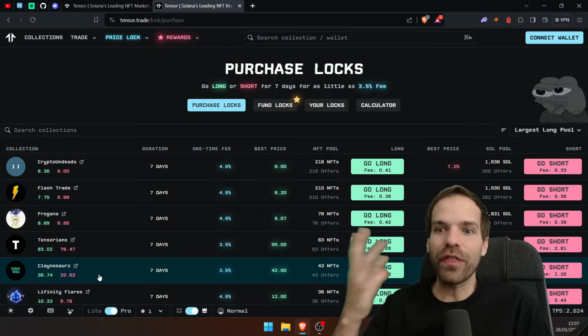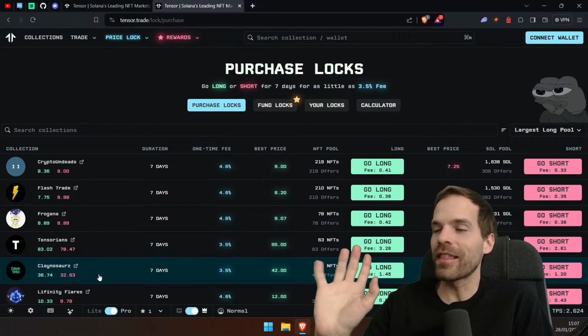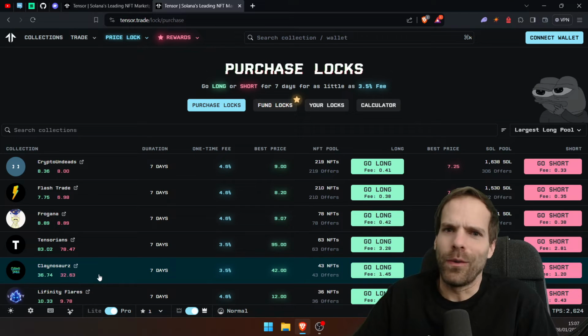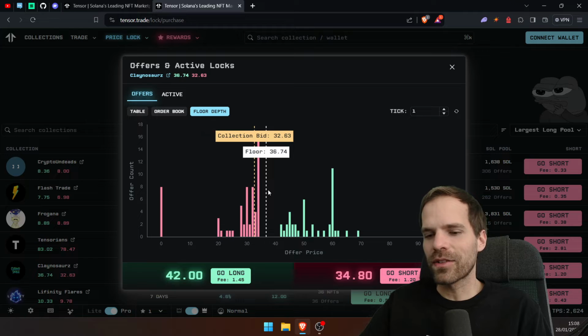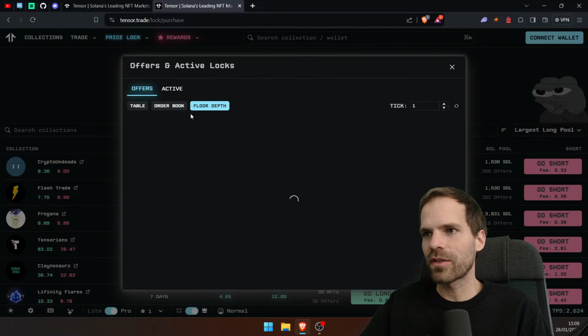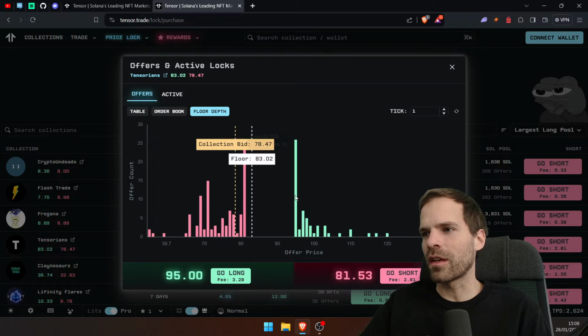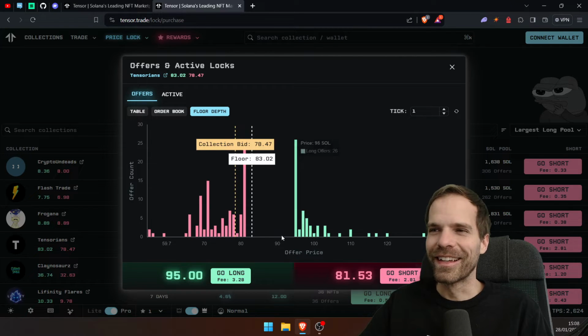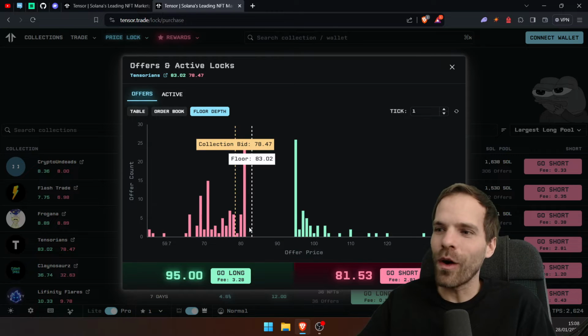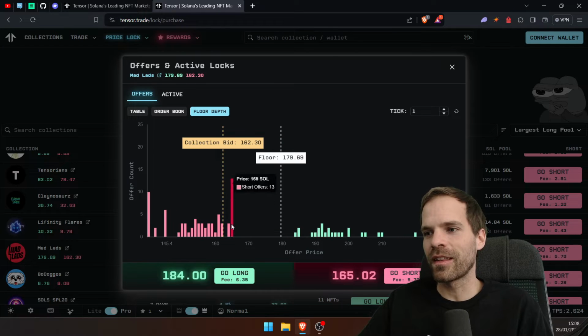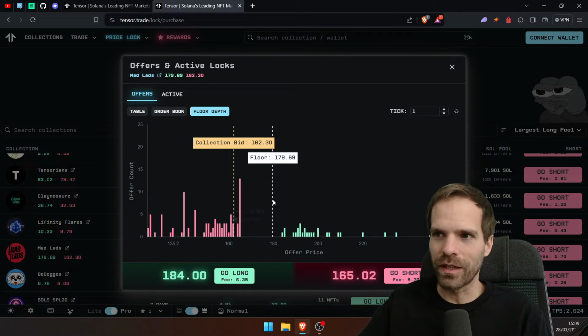But yeah, so far I have nothing to complain about. The user interface is so clean that there's nothing where I'm like, I don't know what to do here. And I understand what's going on. That's also a nice graphic. So here we are between floor and collection bid, and there are some short offers that go into this range, but there's still some room. Let's see if that looks similar at other collections. Tensorians. Yep, so that seems to be a thing, that people don't want to get rid of their NFTs. So it seems like there are more people going long right now than going short, because the short offers are just better than the long offers. That's another thing we can say from this.